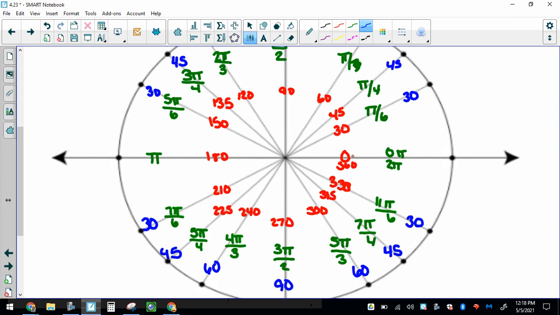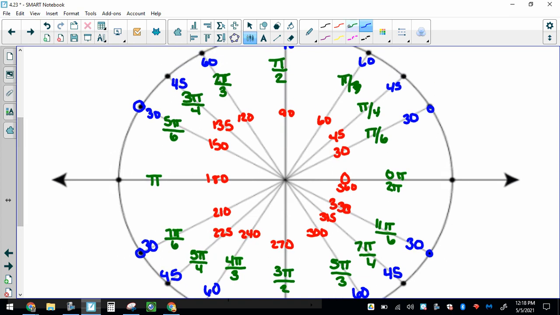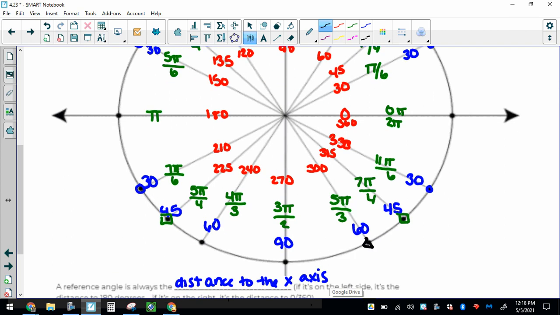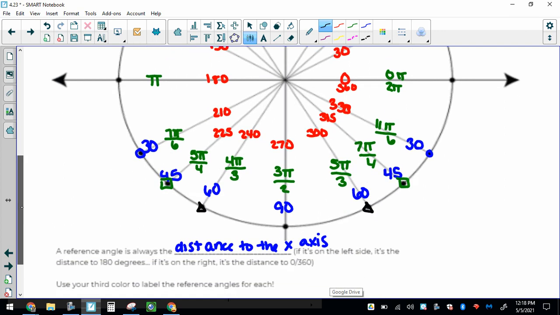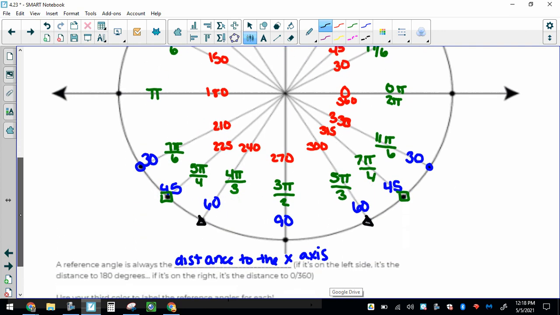So something interesting happens here with these reference angles. Notice that all your 30s are all these guys closest to your x-axis. All the 45s are the one in the middle. And all of your 60-degree reference angles, I'm running out of shapes, are the ones furthest. And then your 90 degrees are the ones straight up and down.